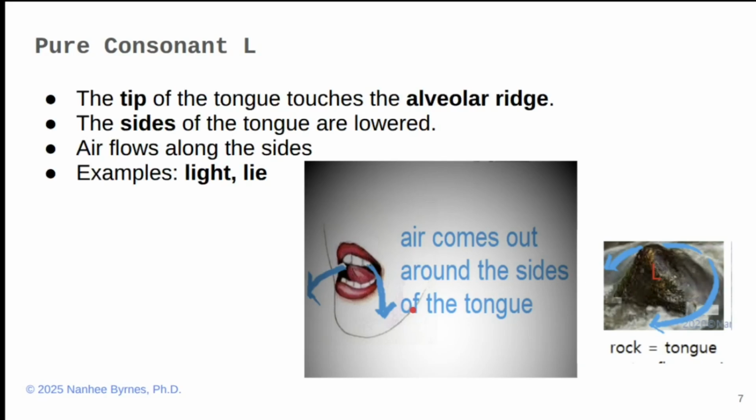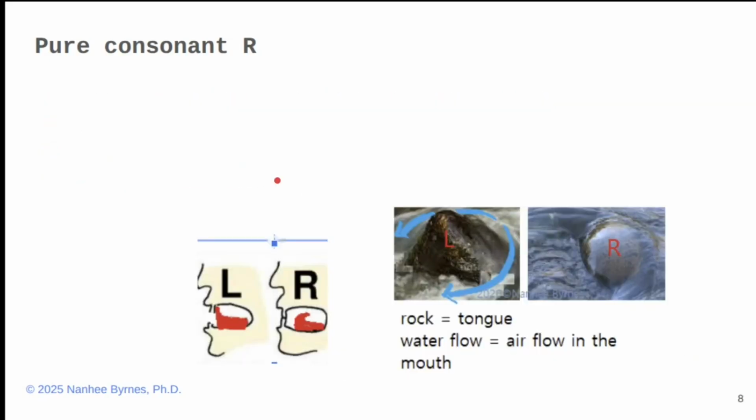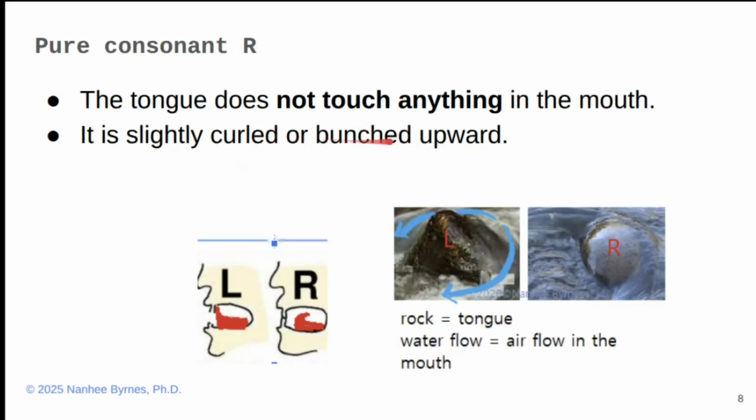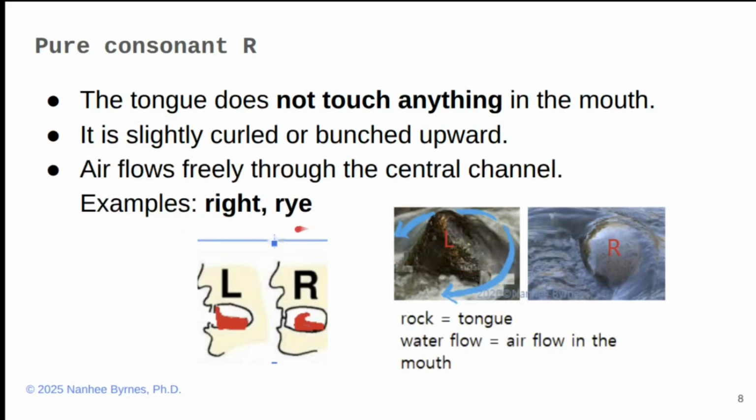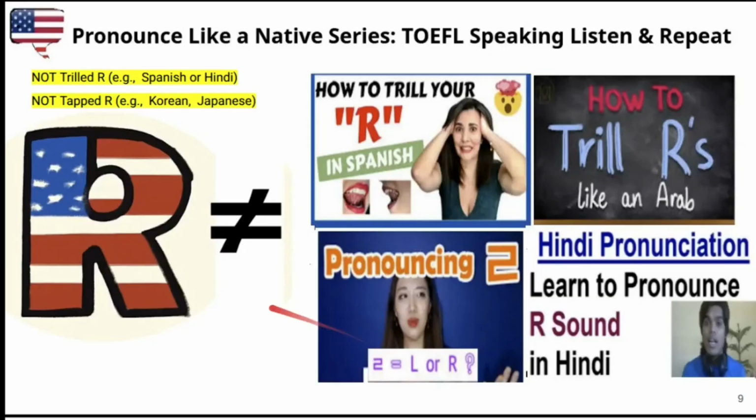Pure R. The tongue does not touch anything in the mouth. It is slightly curled or bunched upward. Air flows freely through the central channel. Examples: right, rye. Many non-native speakers mispronounce the English R sound by trilling it, as in Spanish or Hindi, or by tapping the roof of the mouth, as in Korean and Japanese. If you're unsure whether your R sound is correct, watch Dr. Nanhi Burns' video on pronouncing the American R to learn the proper technique.